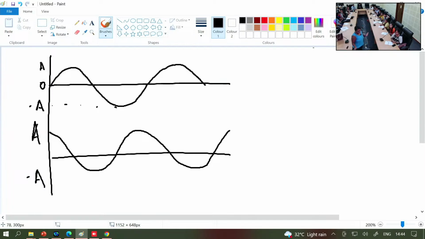Is this clear? Shall I move from this? Shall I go back to the slides? Everyone understood amplitude and phase? Yeah?